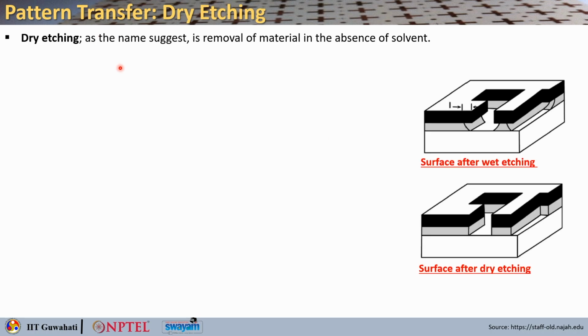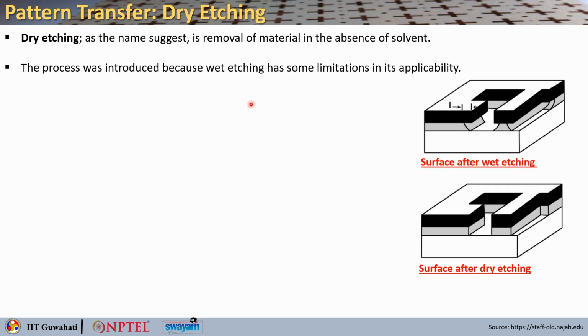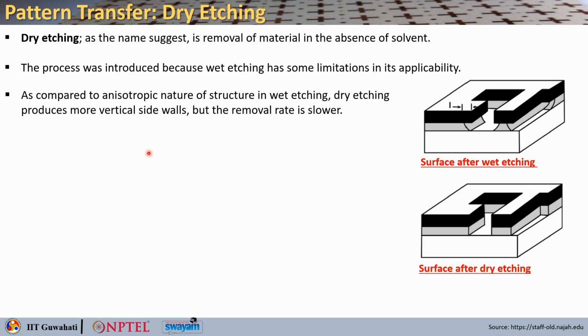So, next we will look into dry etching, another method of pattern transfer. Dry etching, as the name suggests, is basically removal of material in the absence of any solvent. The process was introduced because wet etching has some limitations in its applicability. As compared to the isotropic nature of the structure in wet etching, dry etching produces more vertical sidewalls, but the removal rate is slower.